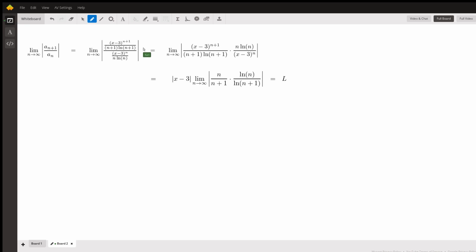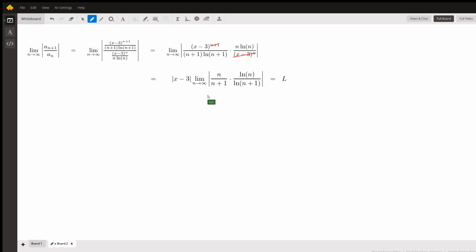Okay. Now that we're here, we can cancel a bunch of stuff, namely everything down here with all but one of these. Now notice that this x minus 3 has no dependence on n, and so we can bring this outside of the limit. Careful, because we're taking the absolute values, we should take the absolute value of the x minus 3 even after we bring it out.